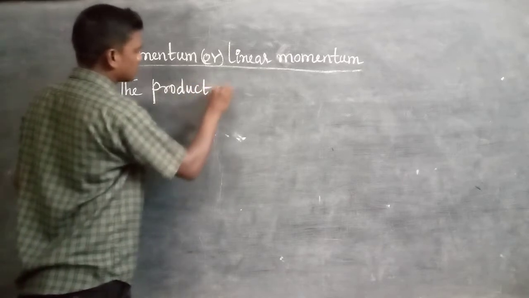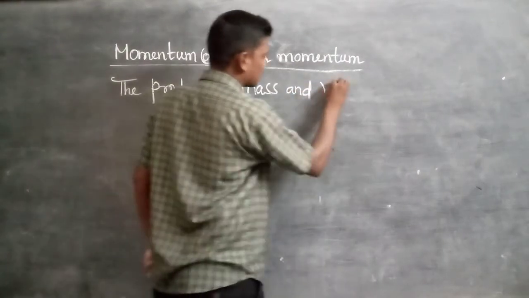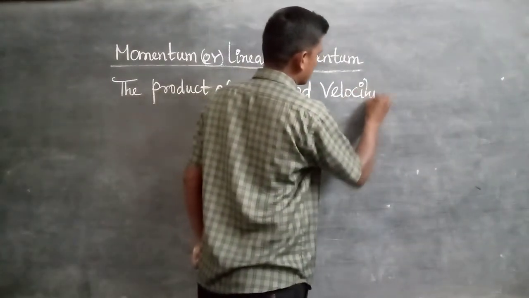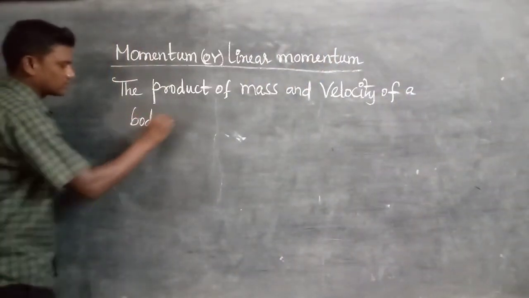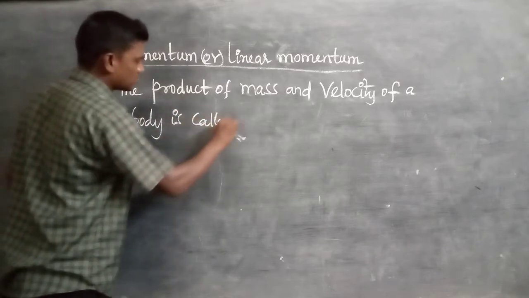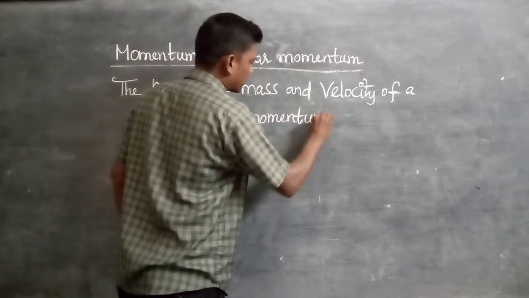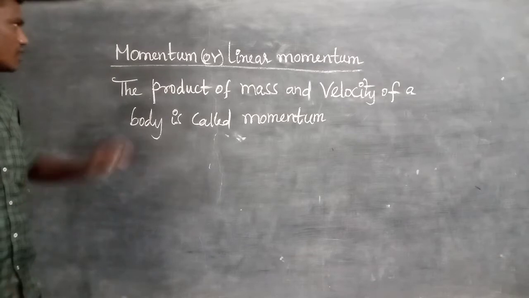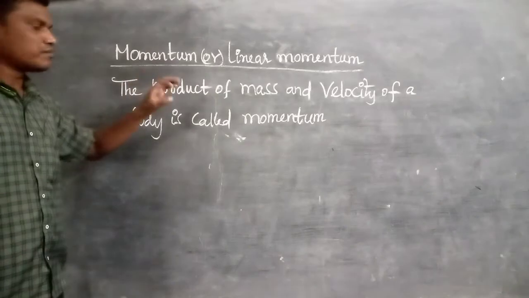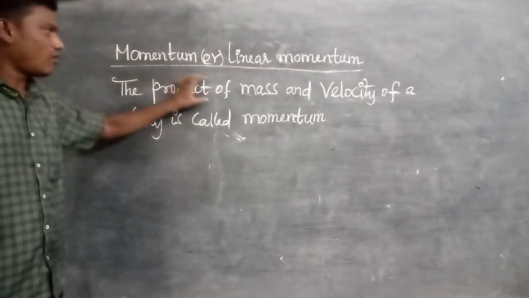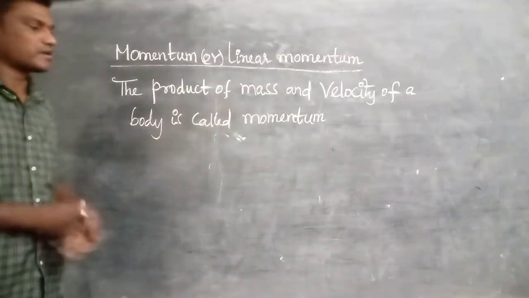The product of mass and velocity of a body is called momentum or linear momentum of that body. Listen very carefully. How to define momentum or linear momentum: mathematically, the product of mass and velocity of a body is called momentum.